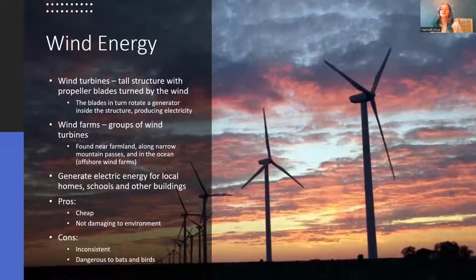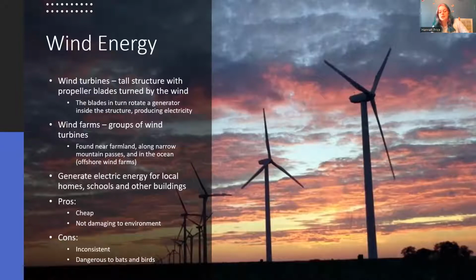With wind energy, wind turbines are tall structures with propeller blades that are turned by the wind, and then these blades turn a generator which produces electricity. Wind farms are groups of these wind turbines, and they're usually found in areas where you can find more wind more commonly, such as farmland, narrow mountain passes, and the ocean.